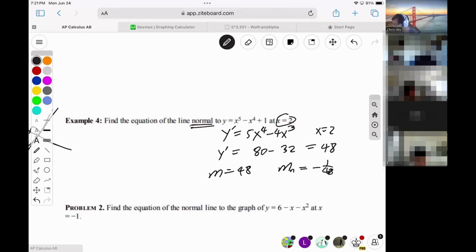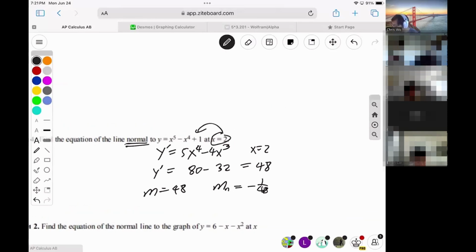And it still goes through the same point. So x equals 2, plug it in. 2 to the 5th is 32, 2 to the 4th is 16, plus 1, so this is 17.